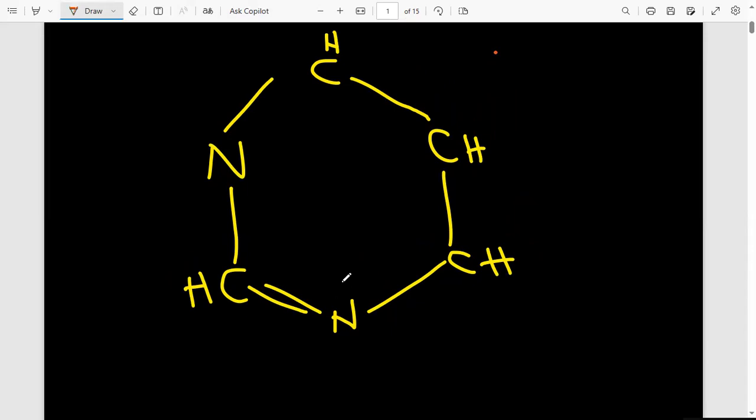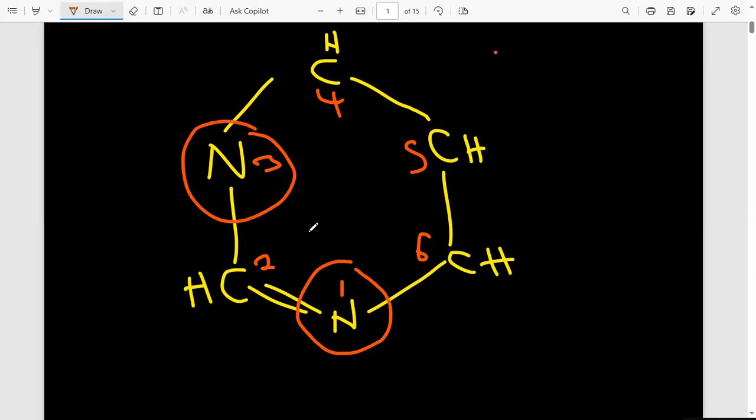Okay, so you start from here counting. So 1, 2, 3, you have 4 there, 5, and then 6. Okay, so you can see it's a 6-membered ring. And then on position number 1, we have a nitrogen. And then again on position number 3, we also have a what? A nitrogen. So this is the general structure of a pyrimidine.